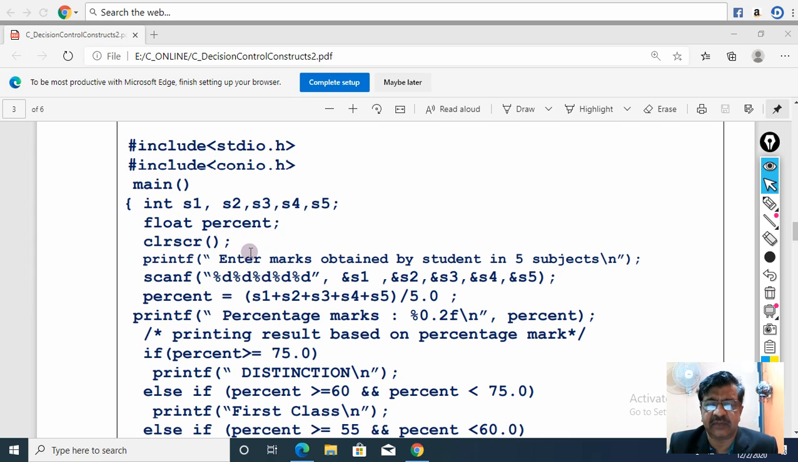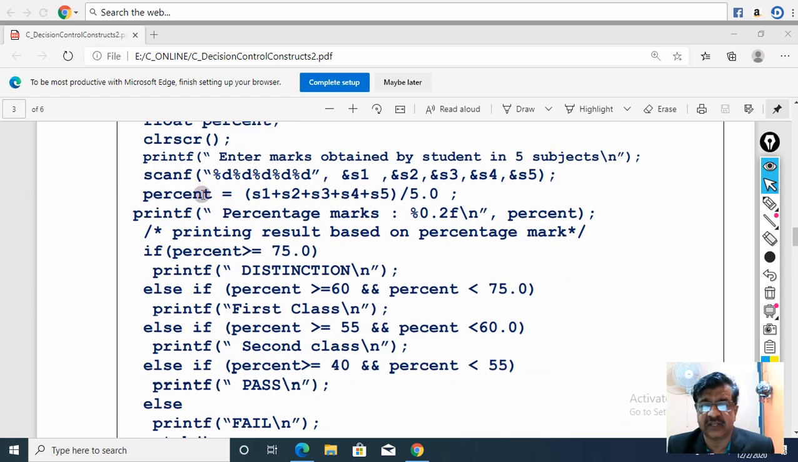So clear screen is placed once again. Enter the marks obtained by student in 5 subjects. And here in scanf we have to put %d five times without any comma. If we place a comma over here, while giving the input also we should give a comma. Therefore, we should not do any formatting as far as scanf is concerned, as far as the input function is concerned. So S1, address of S1, address of S2, S3, S4 and S5.